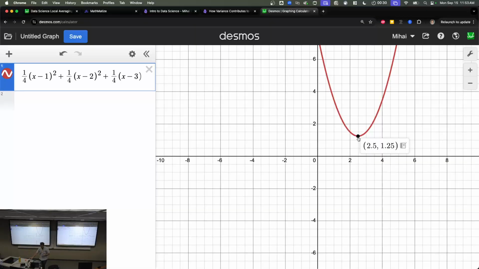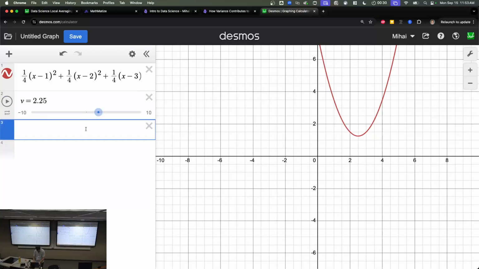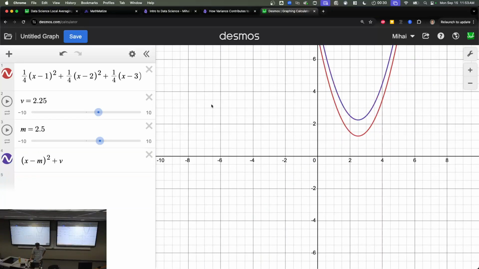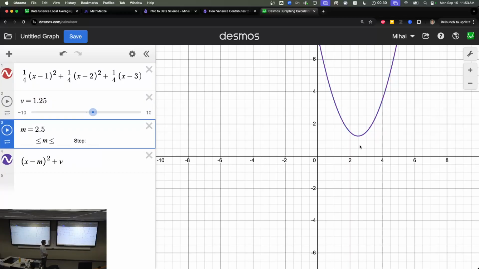But on the other hand, if I make a number called v, that'll be the variance. Let's start the variance at 2.25, I believe. And the mean, we'll call that m. That's 2.5. And then I do (x minus the mean) squared plus the variance. Okay, what is the actual variance? I guess it's not supposed to be 2.25. It's supposed to be 1.25. So we're moving this thing down. If you calculate on a four-sided dice, the variance is 1.25, and the mean is 2.5. This formula is the same as that formula. And that is what we have proven.